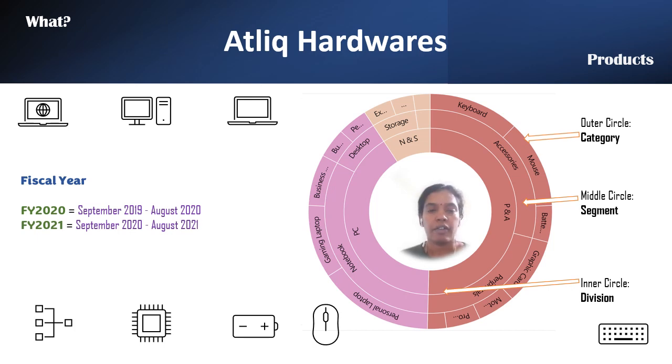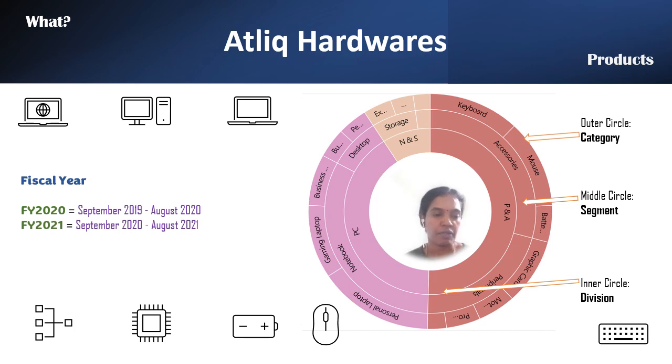Let me give a quick introduction about our company, Atliq Hardware. Now let's see about the products. All our products are divided into divisions. We have 3 major divisions as shown, and they are further divided into segments and categories. And these categories further contain products and variation of the products.